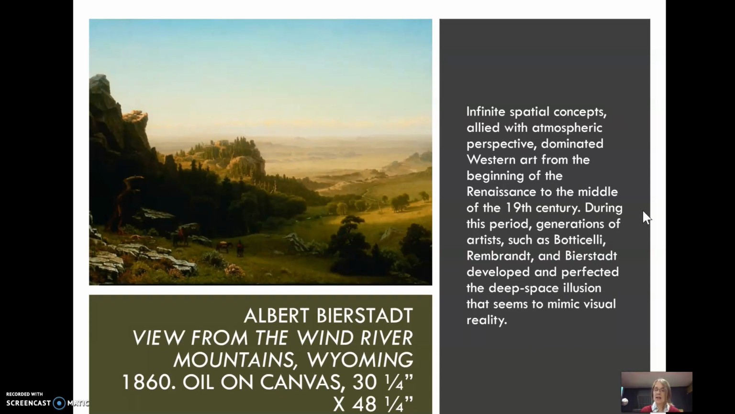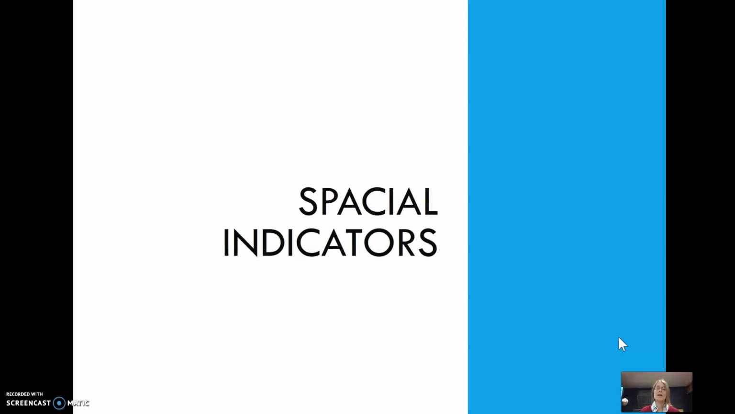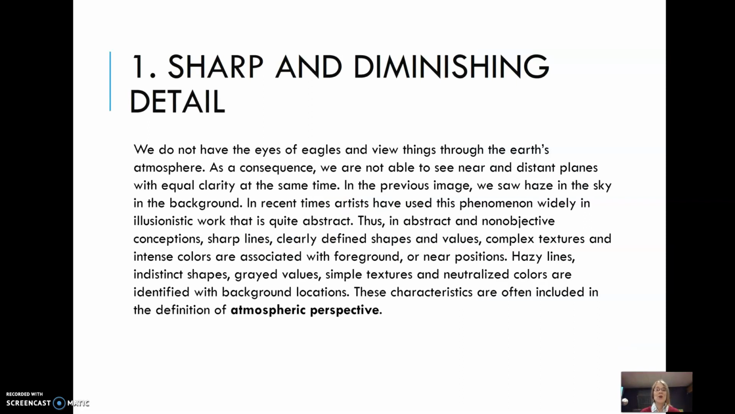Now we're going to go ahead and take a look at some different spatial indicators. Here we have several spatial indicators that we will study, and these are different devices that you can use to create the illusion of space in your artwork. So number one, you can use sharp and diminishing detail. Some detail can be sharp and clear, some detail can be hazy and diminishing, depending on where it's at in the picture plane, whether it's in the foreground, the midground, or the background.